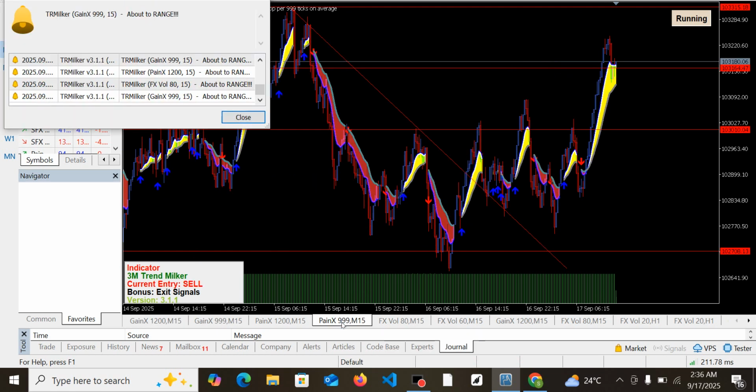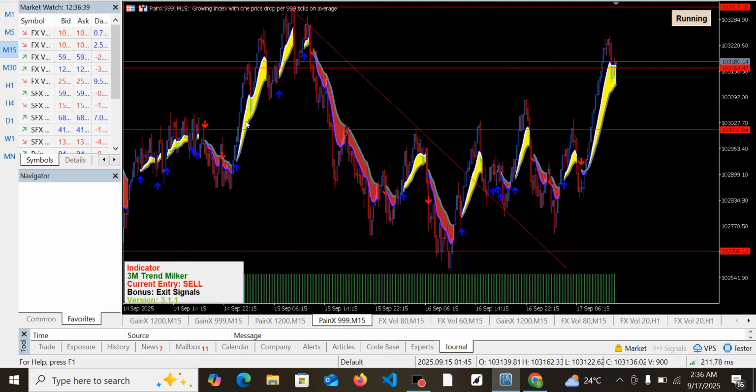Okay, so now let's move on to the second signal. This is the second signal. It is called the pain x 999. If you remember very well, it started a downtrend right from here. And we actually traded this particular signal also to the very end of the support zone. But when it got to this support zone, it was unable to break out from there.